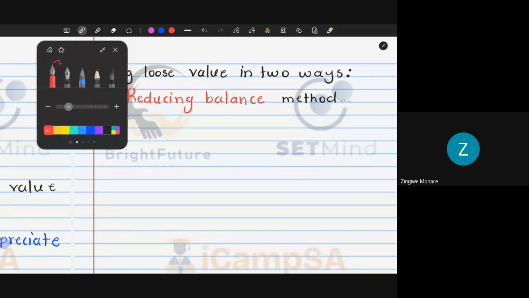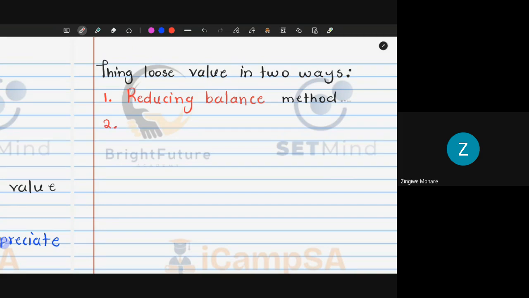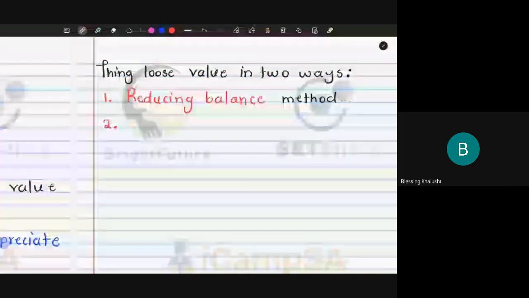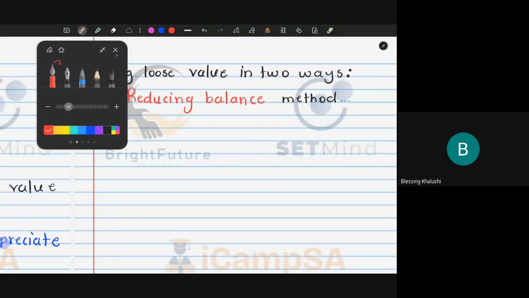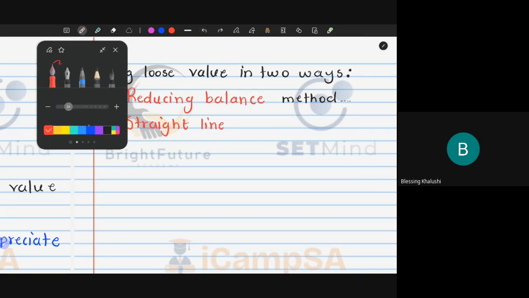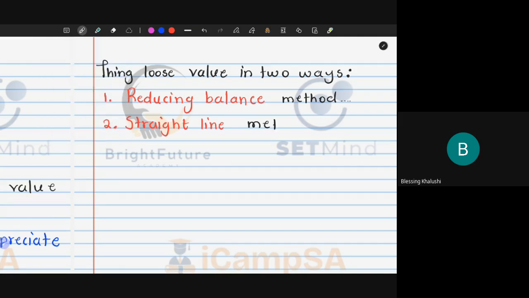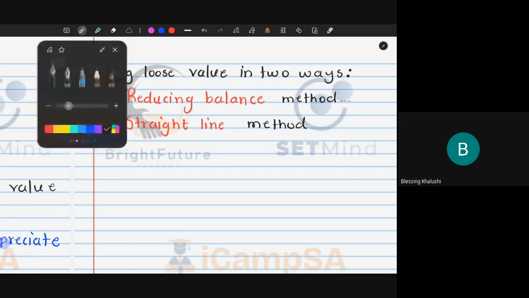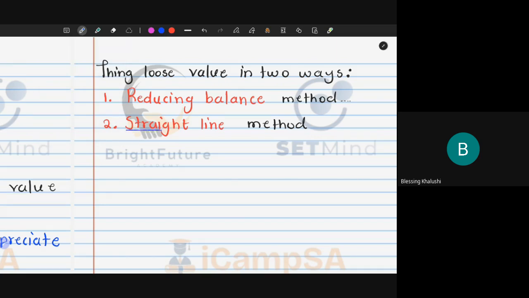And what is the second one, guys, if you remember? Straight line method. It will lose value in a straight line method. So what we need to take away here are the keywords: straight line and reducing balance. Those are keywords.